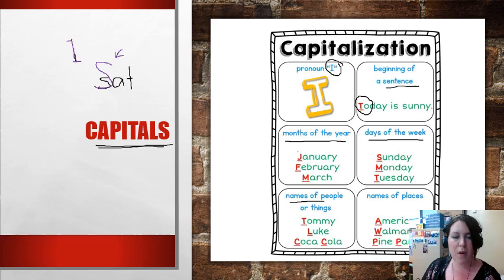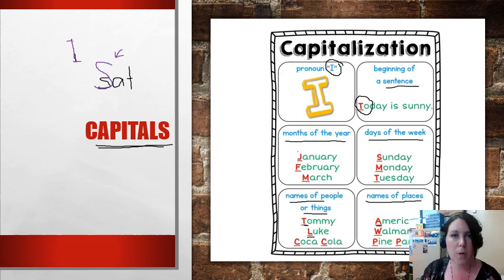The names of people or the names of things, not just any things, but brands like Coca-Cola, or the names of people always have a capital, and the names of places. So if you've mentioned a place, the name of the place needs a capital letter.